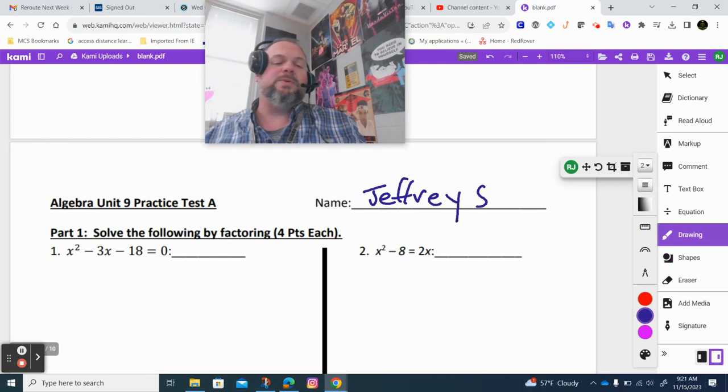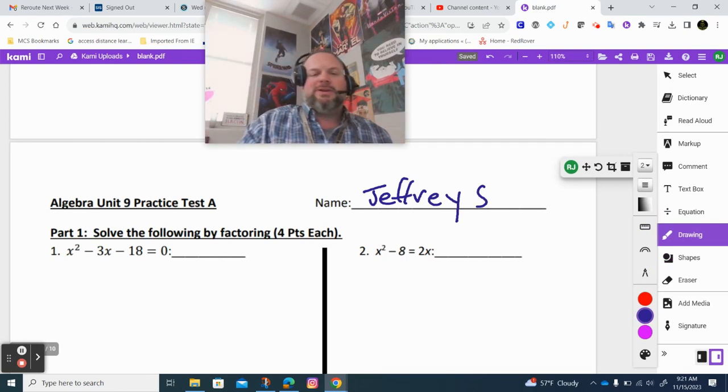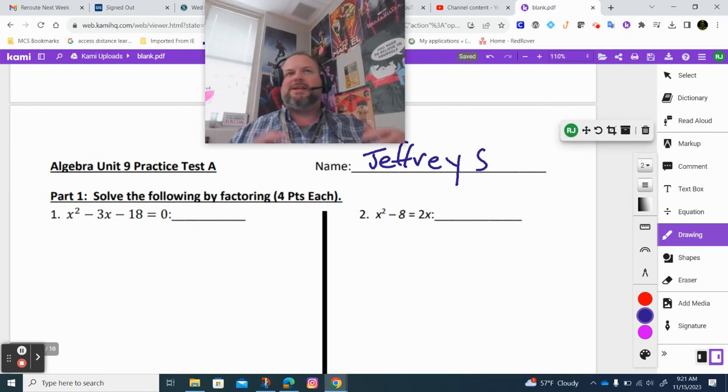All right, so now this says Unit 9. It's actually going to be broken up into a couple different things. Our Unit 9 is actually a lot longer than this, but we're not going to be able to do such. All right, so part 1, these are 4 points each because there's 2 questions per each thing.